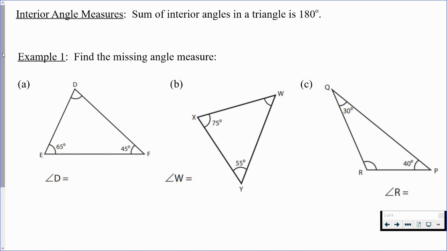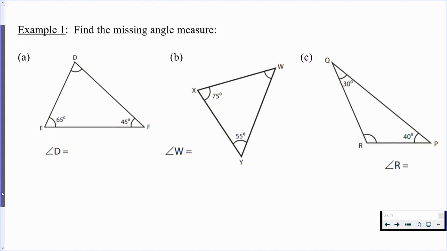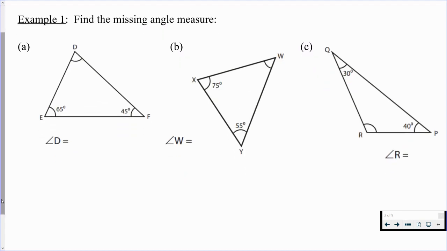Okay. Example one, find the missing angle measure. So we're going to go through these and we're going to end up deciding what type of triangles they are based on angles. We can't classify on sides, but we can classify on angles. So let's take a look at this one.